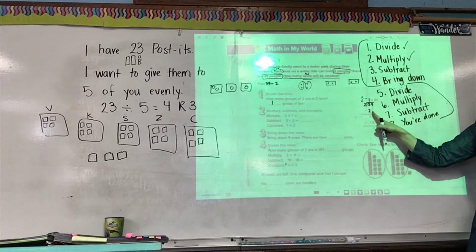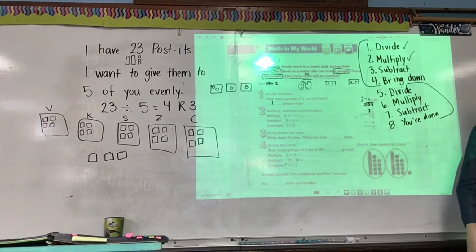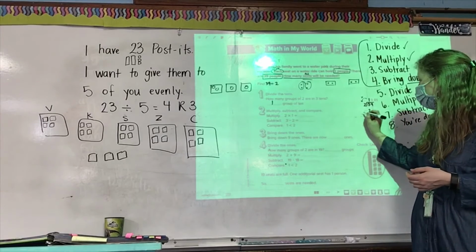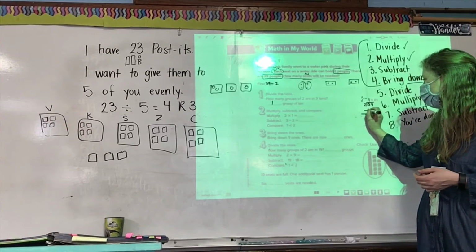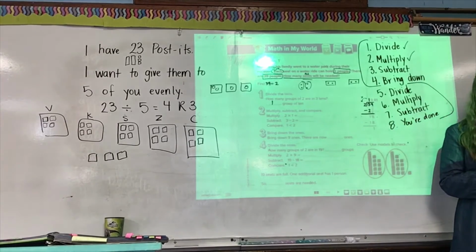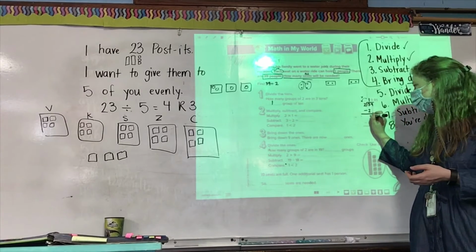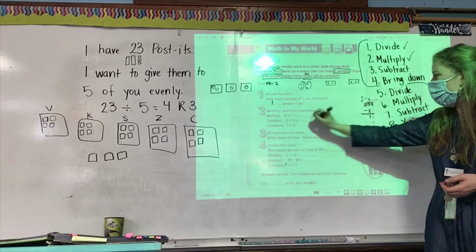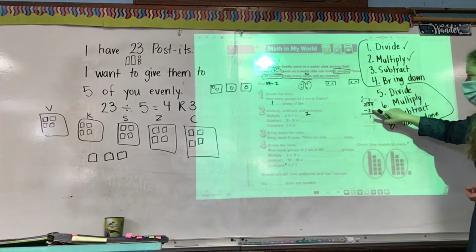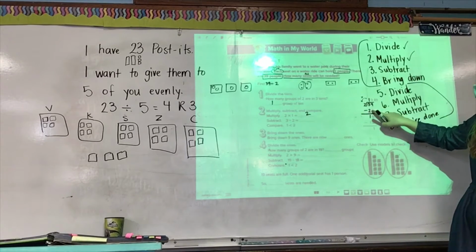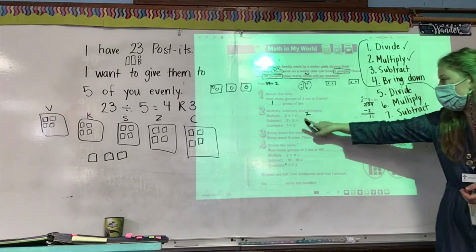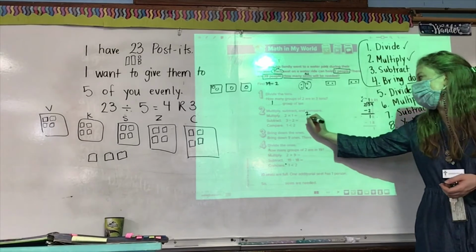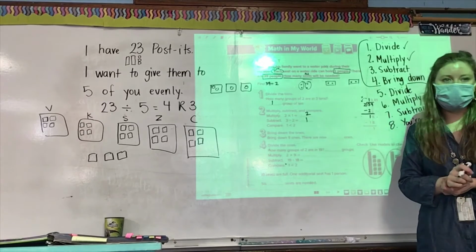What's the next step? Class, what's the next step? Subtract. So all I'm going to do is say 3 minus 2. What is 3 minus 2, class? 1. So I multiplied: 2 times 1 is 2, 1 times 2 is 2. Then I subtracted. 3 minus 2 is 1.